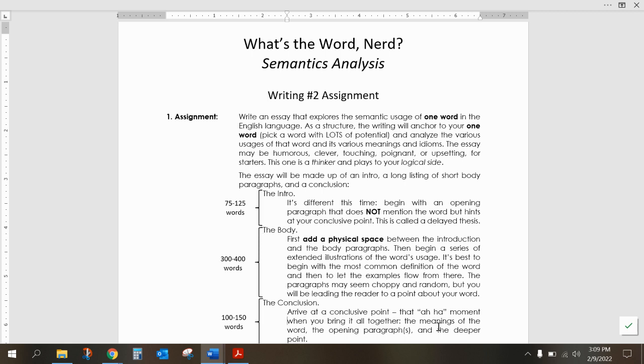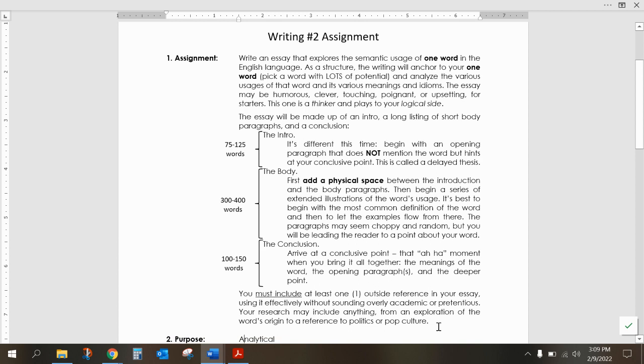I first wrote that you're going to add a physical space. It's going to be weird, but you're going to have a blank space between the introduction and the body. So the reader reads this introduction, and then there's a space, and then all of a sudden your paragraphs take a different direction. You're like, where in the world is this thing going? And I should feel like that. I should feel like, I don't know how this introduction even connects at all to this essay.